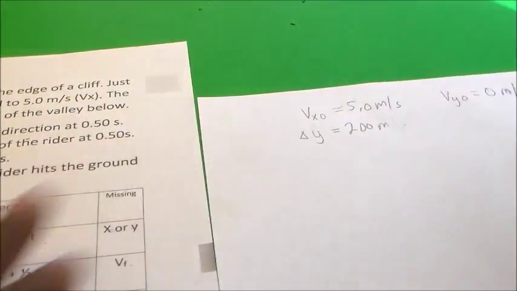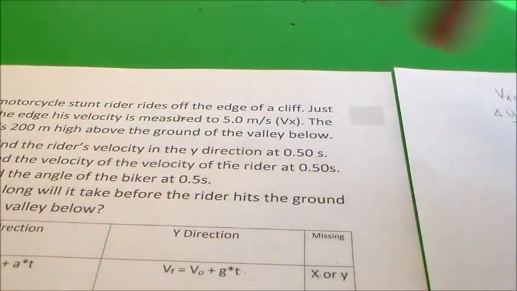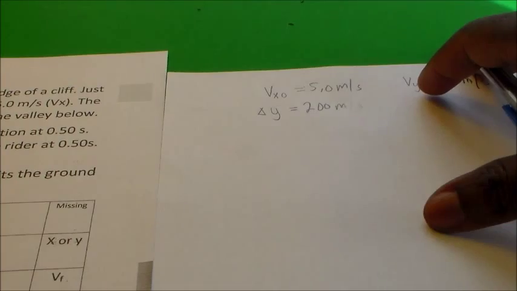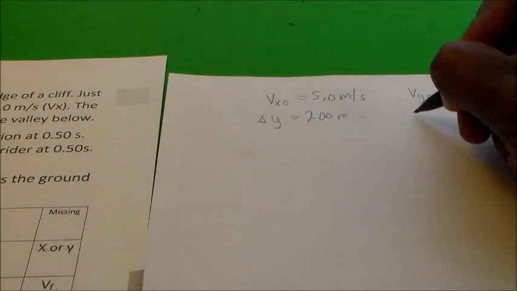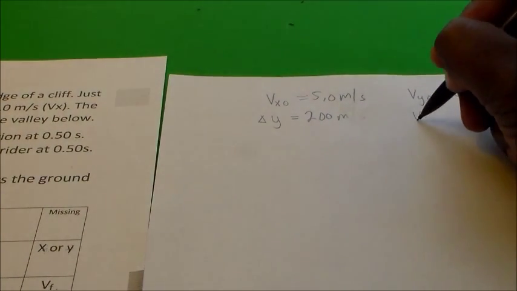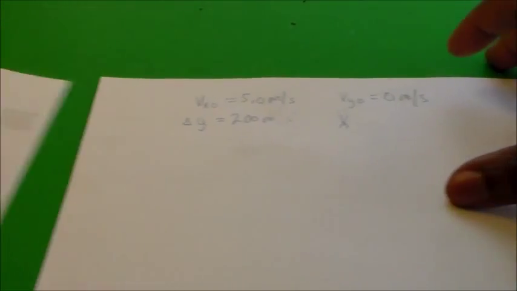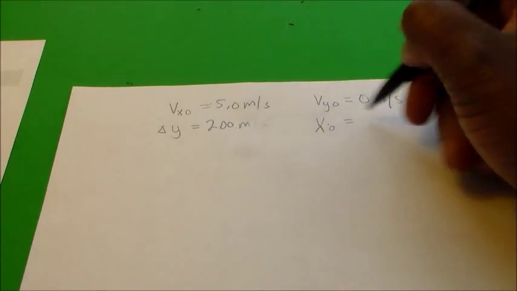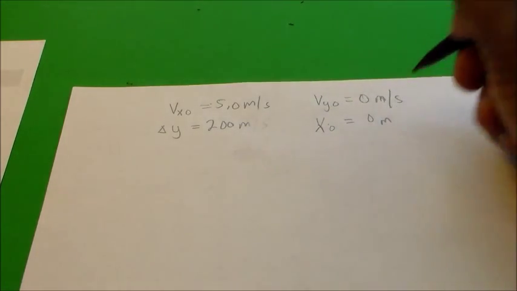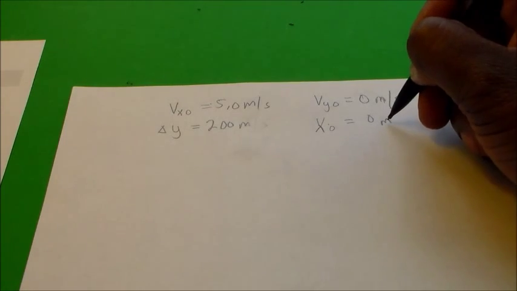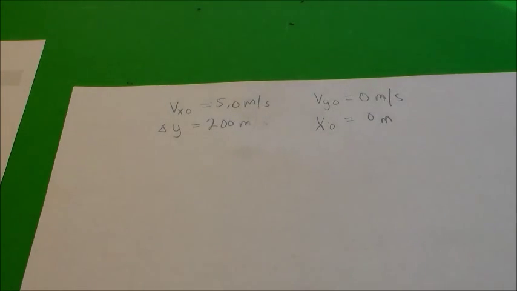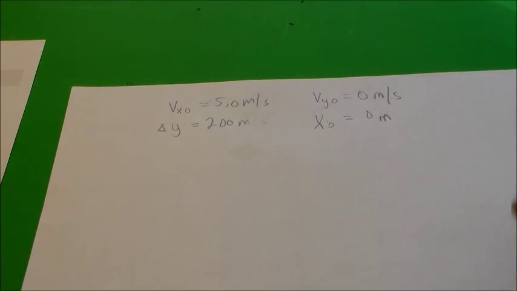So let's erase that off of there. 200 meters. Okay, what else do we know? In terms of our initial displacement, we know that the initial displacement in terms of the x-axis will be equal to 0 meters. The reason that's equal to 0 meters is because we're thinking of the problem beginning just after the rider leaves the cliff.